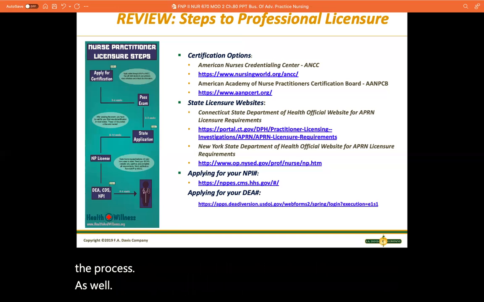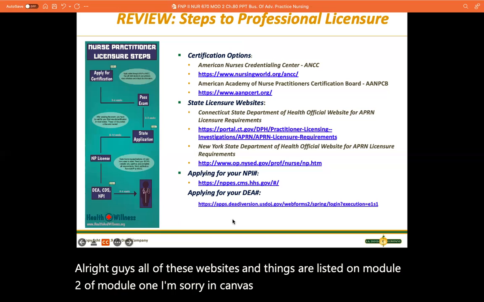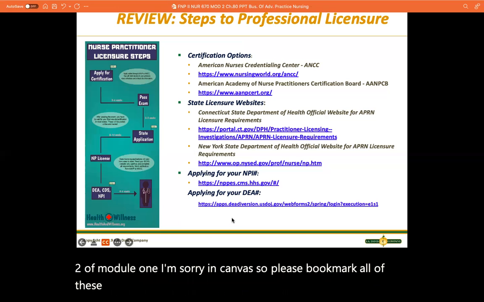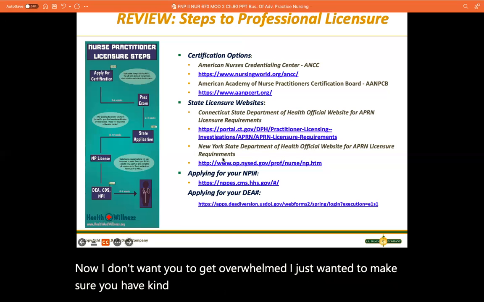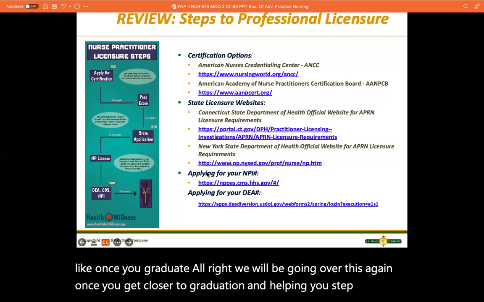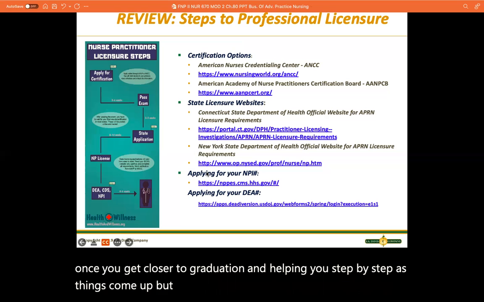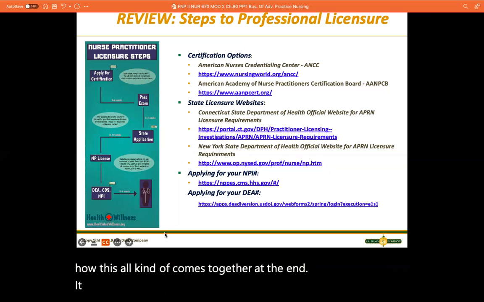All right, guys, all of these websites and things are listed on module 1, I'm sorry, in Canvas. So please bookmark all of these websites because you will need them for future reference. Now, I don't want you to get overwhelmed. I just wanted to make sure you have kind of a little picture of what the journey looks like once you graduate. All right, we will be going over this again once you get closer to graduation and helping you step by step as things come up. But I just wanted to make you aware of how this all kind of comes together at the end. It is in terms of professional licensure.